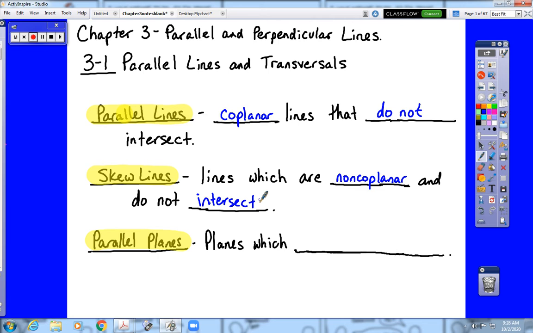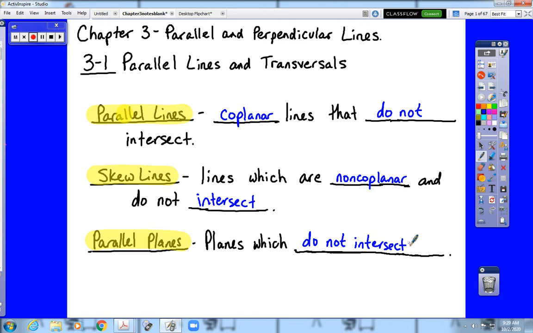And then finally, if we go up to 2-dimensional objects and talk about planes, it is also possible for planes to not intersect, in which case we would refer to those as parallel planes. There's 2 planes that do not intersect, 2 or more. So that's our new vocab. We're going to use that vocabulary first, and then we will advance on into the next part.